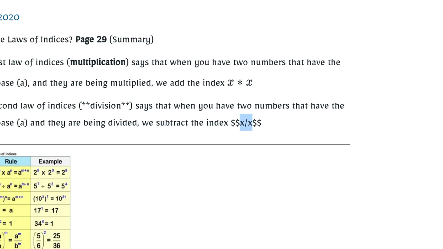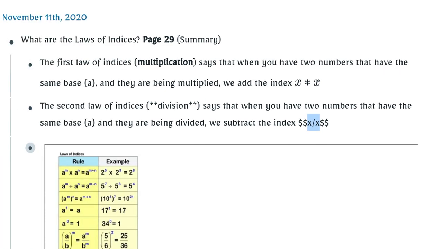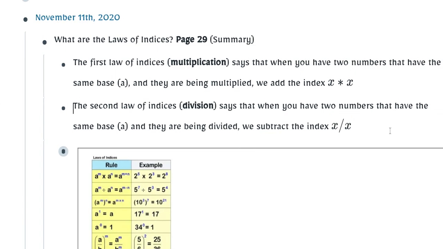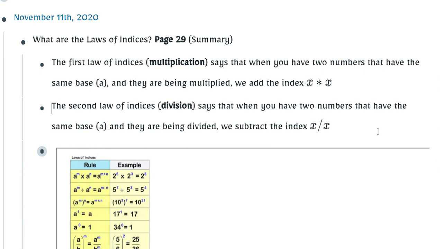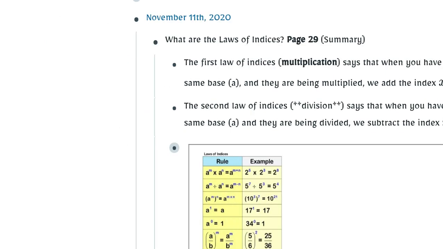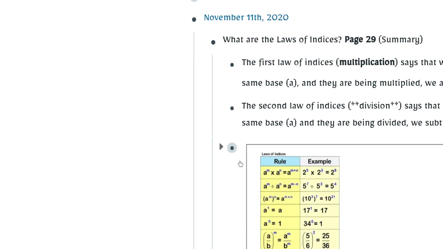Can anyone tell me what the answer would be? If you only have x to the 1 divided by x to the 1, what would be the new value? Can you repeat? Right, so what we're going to have is x to the 0.